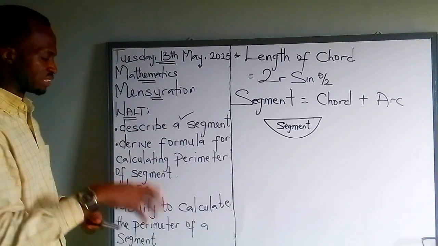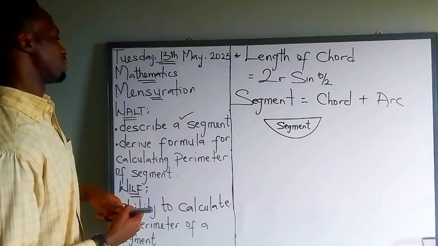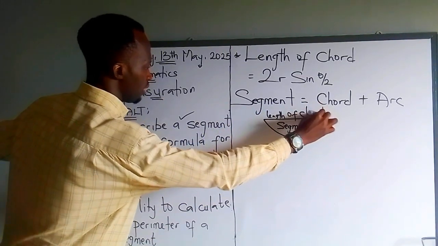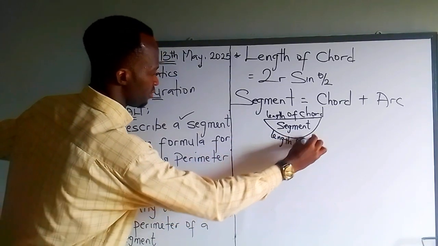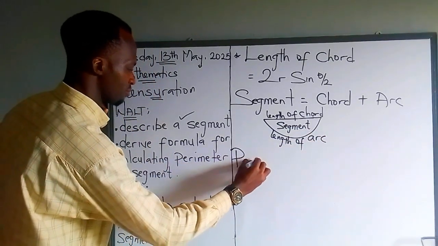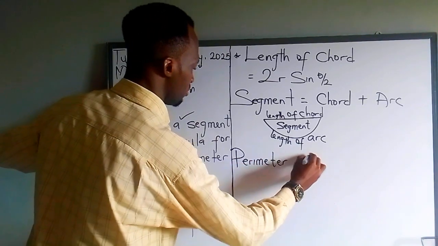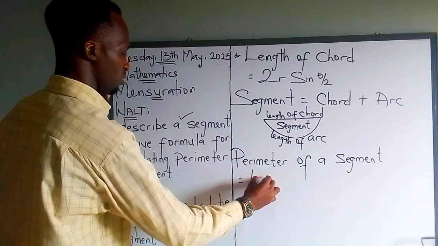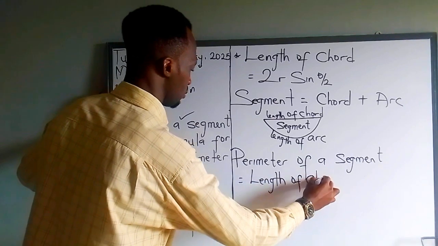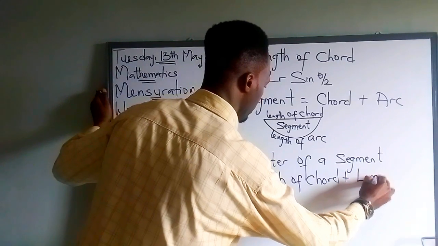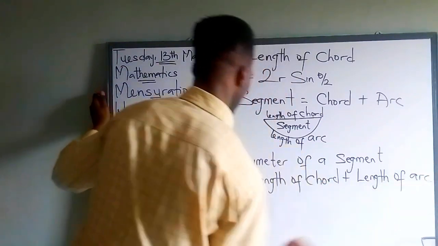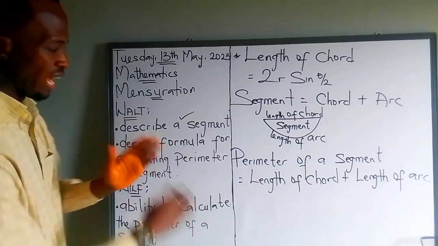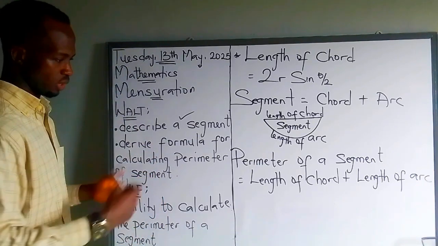So here, how do we find the perimeter of a segment? Perimeter simply refers to the boundary, as I mentioned earlier. That means we need to find the length of this chord and then the length of the arc. So the perimeter of a segment is simply the addition of the length of chord and the length of arc. So once you are able to do that, we have the formula for calculating the perimeter of a segment. So let's dive into that.